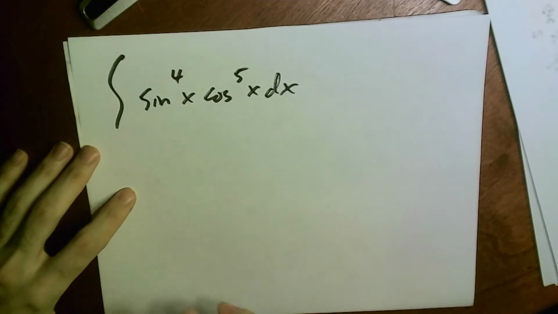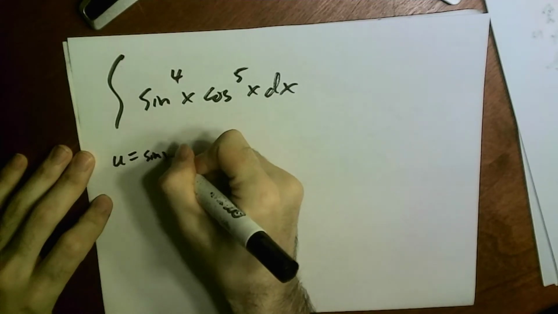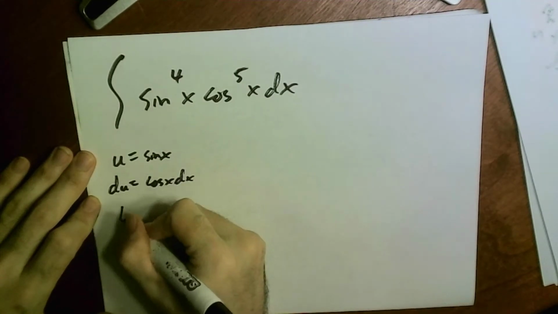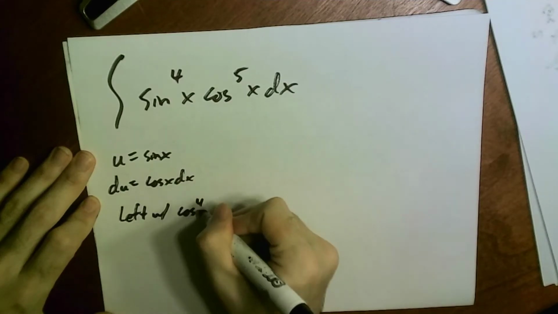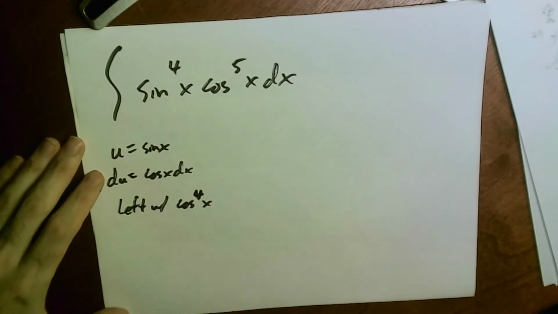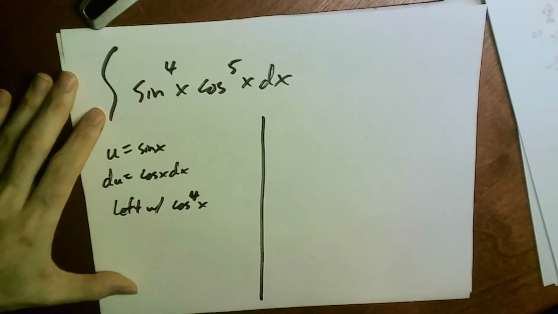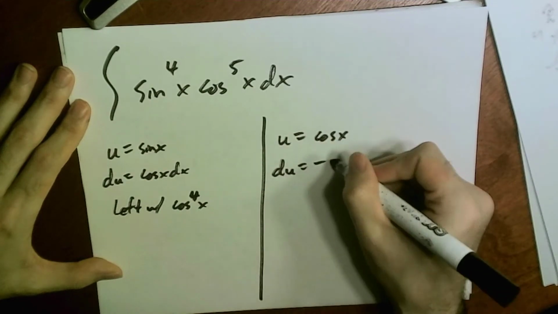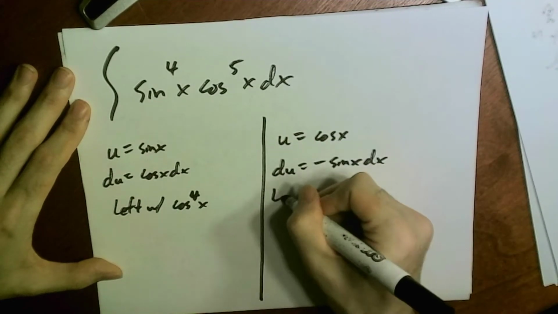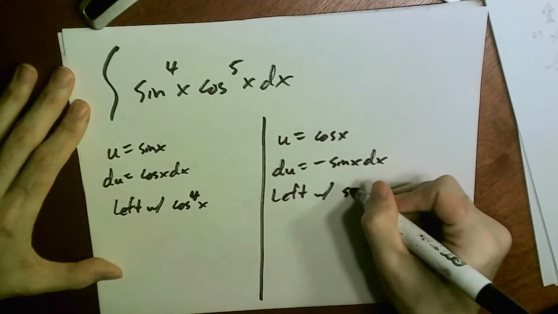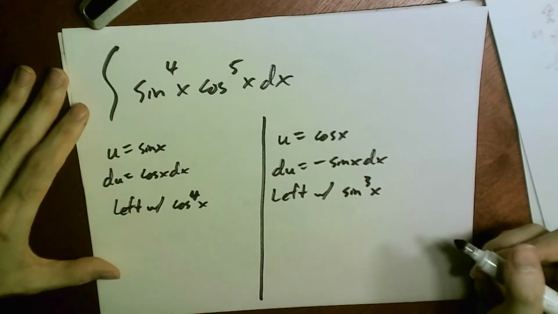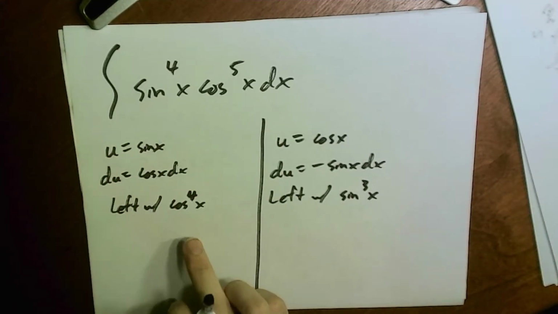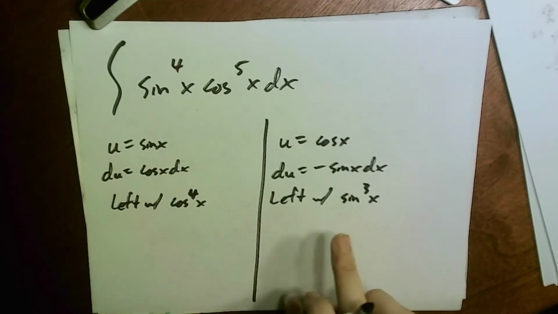So let's think it through first. If I sub u equals sine, then my du would use one of the cosines. I'd be left with cosine to the 4, and that doesn't feel particularly great. So let's think about the other way. If u is cosine, then my du would use one of my sines. I'd be left with 3 of the sines. So the question is, what would we rather be left with? 4 copies of cosine or 3 copies of sine?